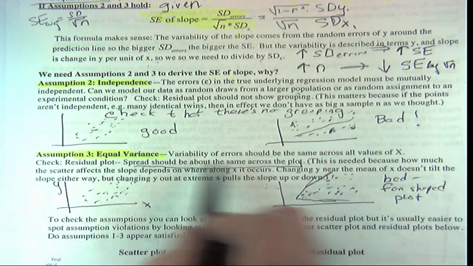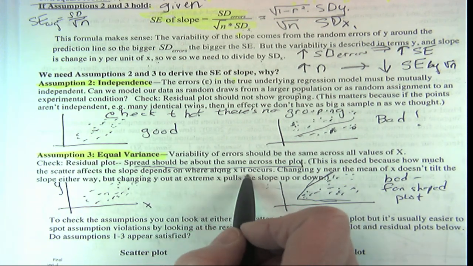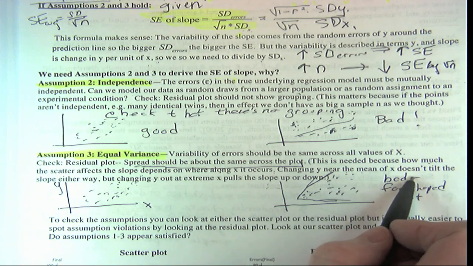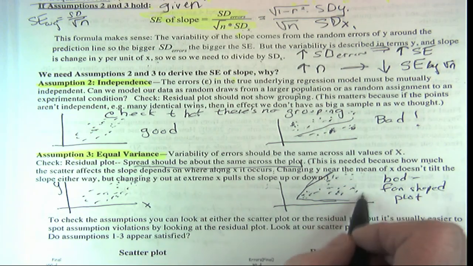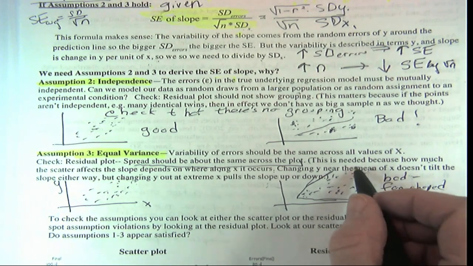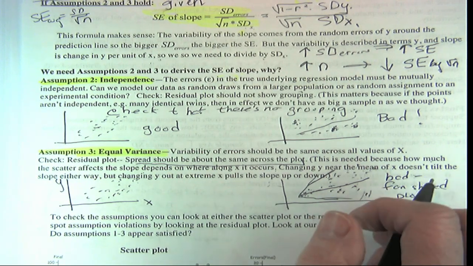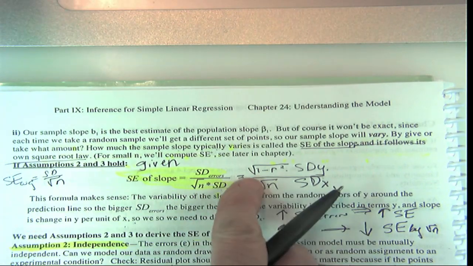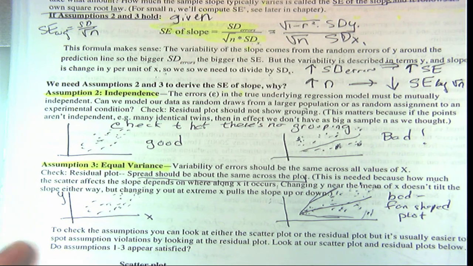Anyway, why is this needed? How much the scatter affects the slope depends on where along X it occurs. If you change Y or have an outlier near the middle of the data set, it doesn't tilt the slope either way, but changing it at the extremes, way out here, will pull it up and down. So if you're taking random samples that are way up or way down here, you're not going to have the same variability that the standard error formula gives you. This has to be applied across all the X's. So that's bad.